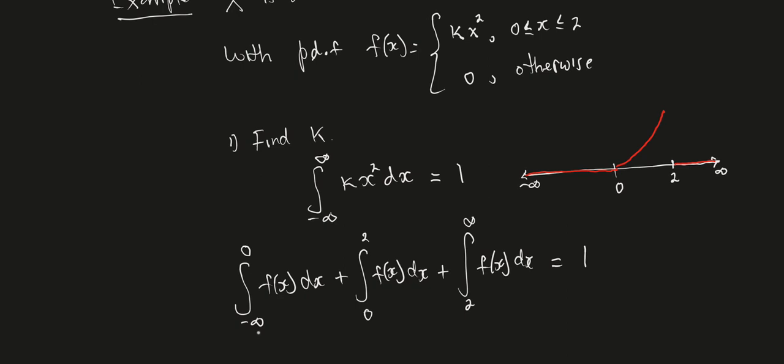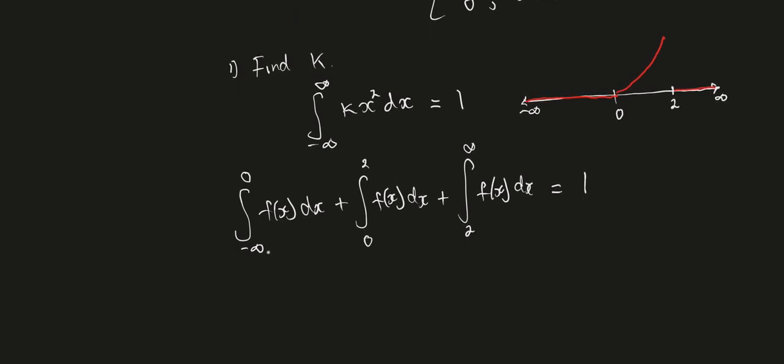But on this interval from negative infinity to 0, the function is equal to 0, right? So there's no area. Look, there's no area under this graph because the graph lies entirely on the horizontal axis, right? So this part here is 0. Same argument for this one, right? From 2 to infinity, because of how the PDF is defined, again, there is 0 area under the graph of this function between the graph and the horizontal axis.